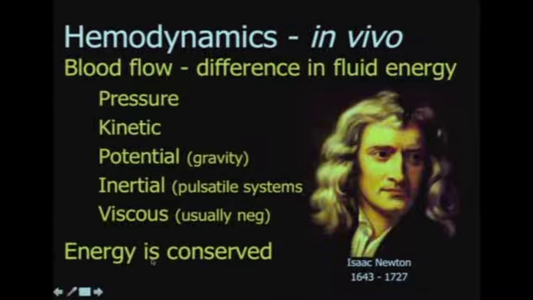Now, hemodynamics in vivo is a lot more complicated than steady flow in a rigid tube. Blood flow is not just a difference between pressures, it's really a difference in fluid energy. And so there's pressure energy, there's kinetic energy, there's potential energy with gravity, there's inertial energy in pulsatile systems, and there's viscous energy, which is usually negative. And because of Sir Isaac Newton, no matter what the system, we know that energy is conserved.